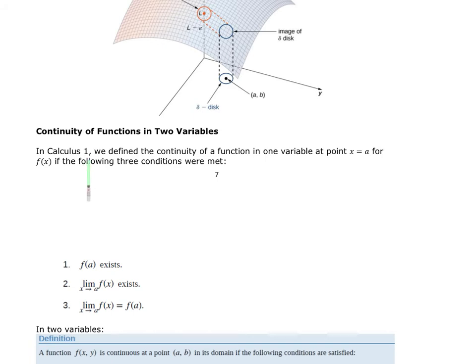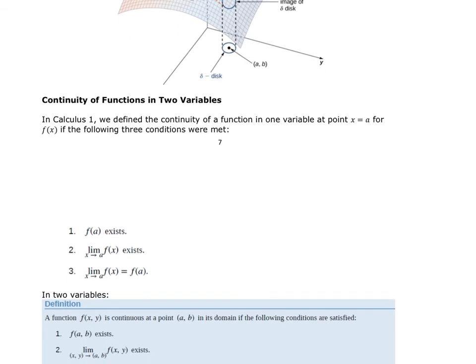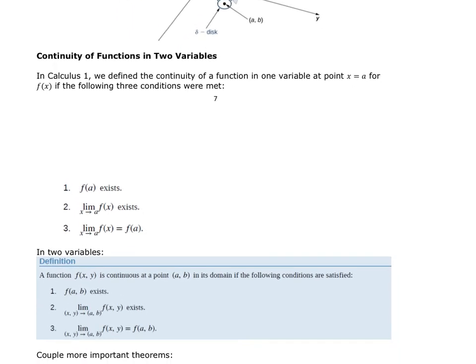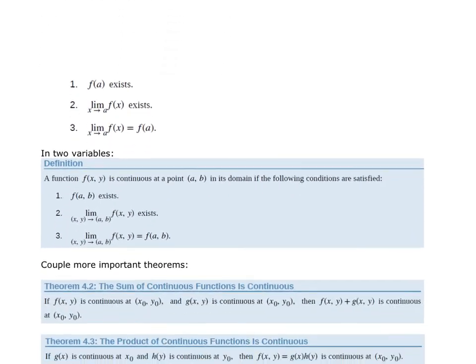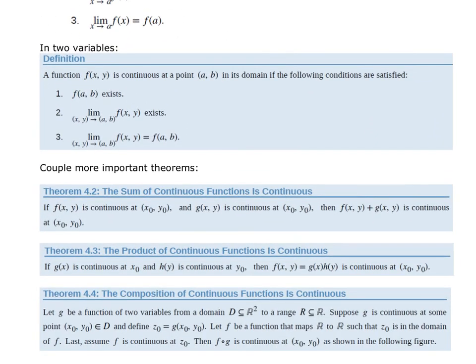Now in Calc 1, these are things that had to happen for continuity. For one variable, where x is equal to a, for f of x, the following 3 conditions have to be met. f of a must exist. The limit as x approaches a of f of x also must exist. And the limit as x approaches a of f of x must equal f of a. Now, if that's all true, on the domain of my function, assuming a is in the domain, then that is continuous.